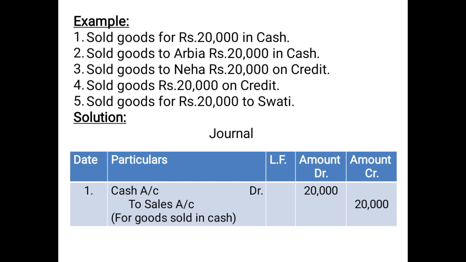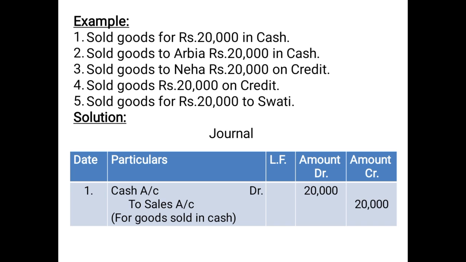Why sales? Because whenever the goods are sold, irrespective of whether they are sold in cash or credit, the sales account will always be credited. And what is happening? The business is getting cash in return, that means cash is coming in. So the entry which will be framed is cash account debited to sales account, the same entry. And since the amount is the same here, cash account debited 20,000 to sales account 20,000.